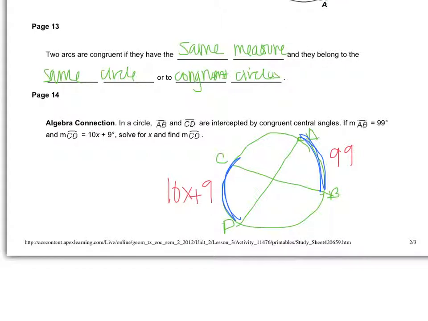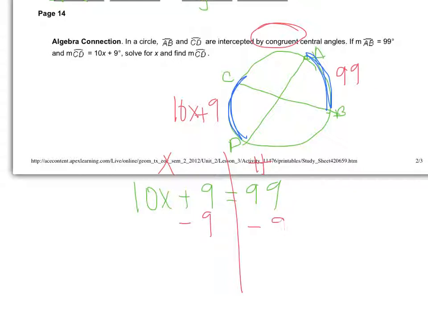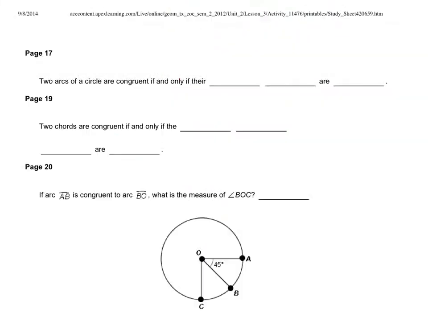So it tells us that these two are congruent. If they're congruent, that means they're equal. That means that 10x plus 9 equals 99, and I need to solve for x. To get x by itself, I'm going to subtract 9 from both sides, so I get 10x equals 90. The last thing I need to do is divide both sides by 10, and 90 divided by 10 is 9.